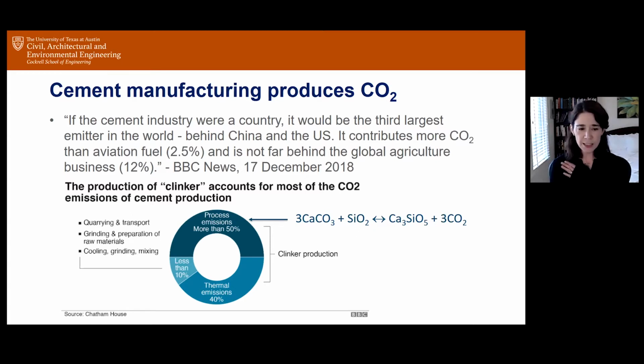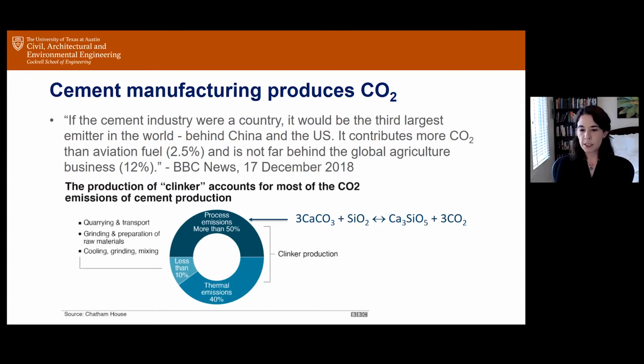If we look at these CO2 emissions, you can see that it's broken out into what we're calling process emissions and what we're calling energy emissions from the use of energy. So the thermal emissions from the kiln fuel, and then the electrical emissions from other types of processes. Transportation related emissions are less than 10%.